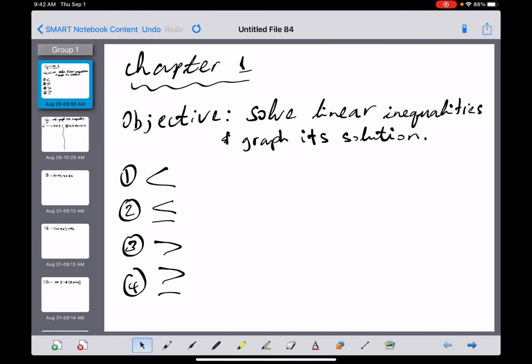Okay guys, today we're gonna go over how to solve linear inequalities and we're gonna graph its solutions, okay? So you remember seeing these type of inequalities when you were in elementary school? Let's go ahead and label them, okay?